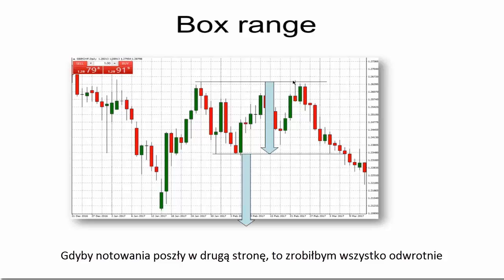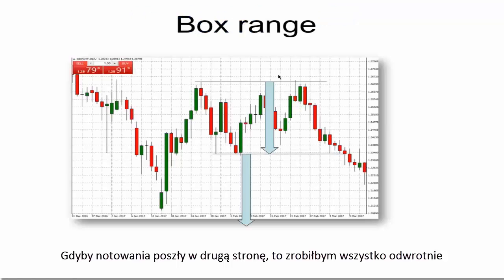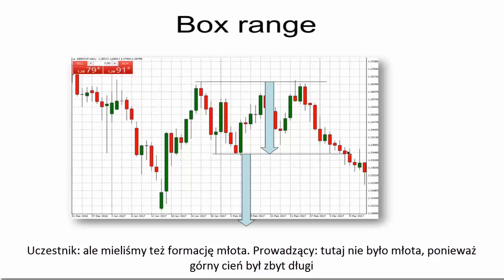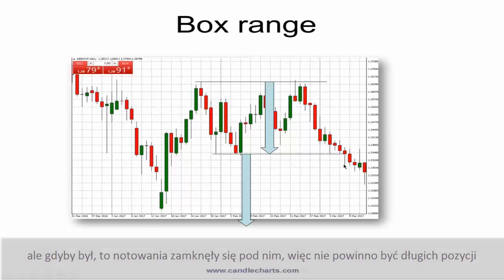So if it broke above the top end of the box range, I would do the opposite. I would take the height of the box range and add it to the breakout. By the way, this is not a hammer. The upper shadow is too long. But if this was a hammer over here, as soon as the market closed under the low of the hammer, you should be out of your long position.